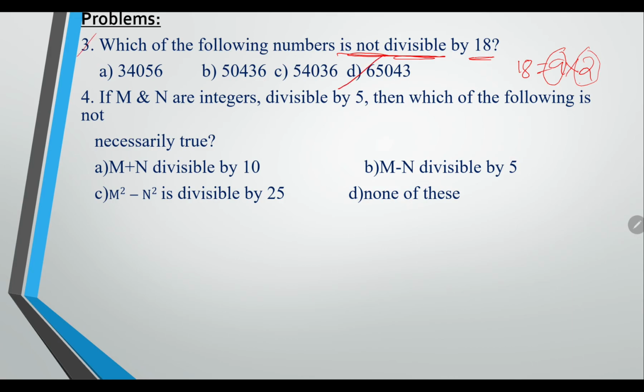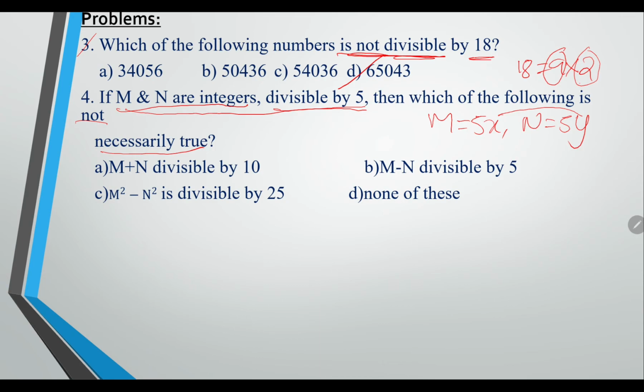Next, we go to the fourth question. If m and n are integers divisible by 5, then which of the following is not necessarily true? As m and n are integers divisible by 5, we can write m is equal to 5x and n is equal to 5y. x and y can be any value.